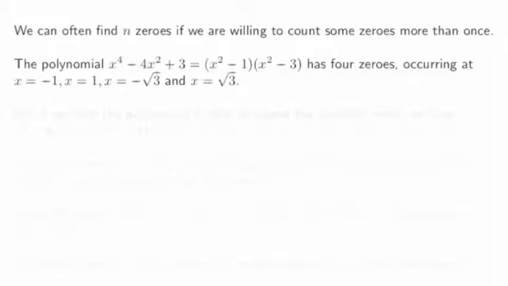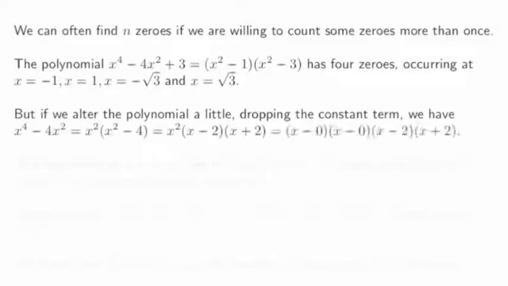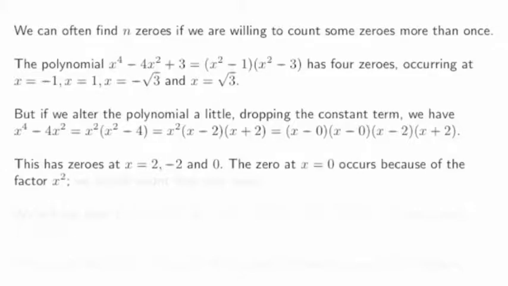But if we alter the polynomial a little, dropping the constant term, then we have this expression. And if we factor it, we discover that it factors into x times x minus 2 times x plus 2, with another factor of x. It has zeros at 2 and minus 2 and 0. If you look at the expression at the end of the last equation, you'll see that x minus 0 occurs twice. The 0 at x equals 0 occurs 2 times, and so we're going to count that twice.